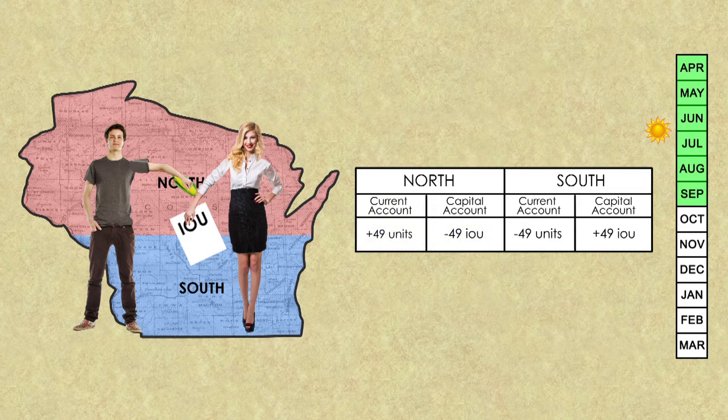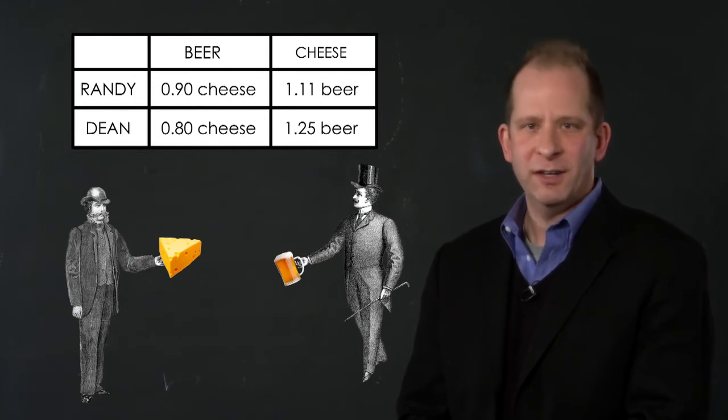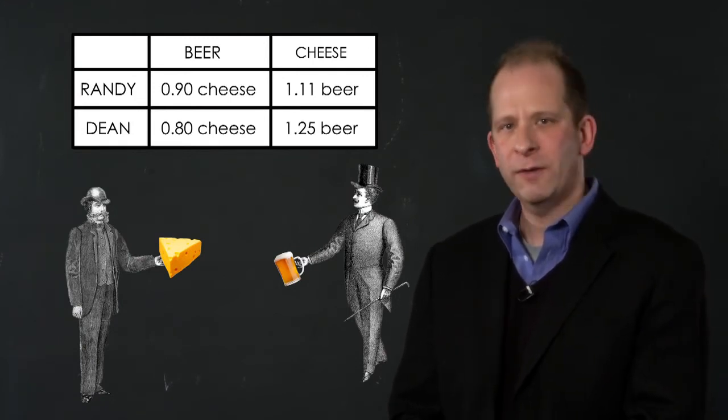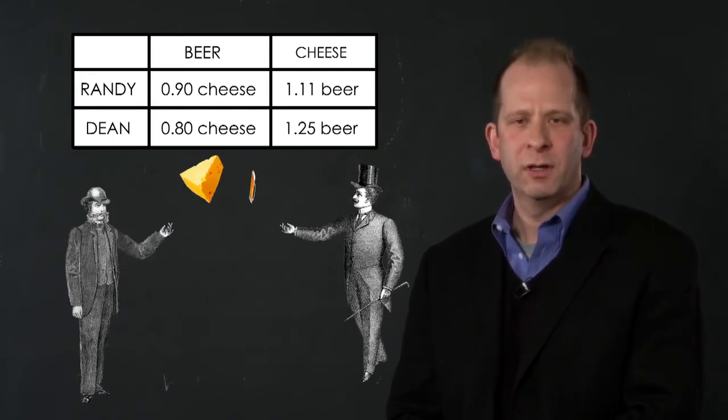Likewise, if the South receives 49 units of food in exchange for an IOU of 49 units of food, the South is minus 49 on the current account and plus 49 on the capital account. In the first few videos, when we were discussing beer and cheese and Dean and Randy, we showed that whenever there are differences in internal prices, opportunities for trade emerge. Here, we see that the North and the South both would like to trade. So based on what we learned earlier, there must be a difference in at least one price.